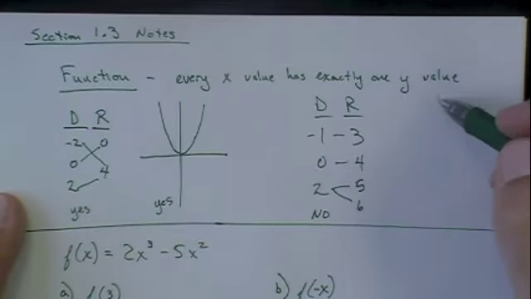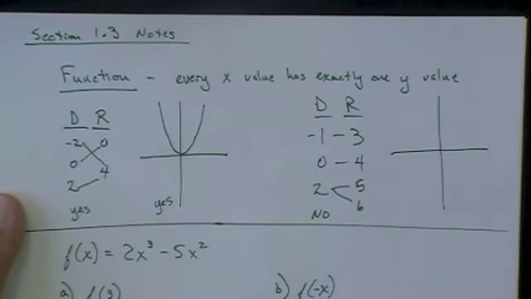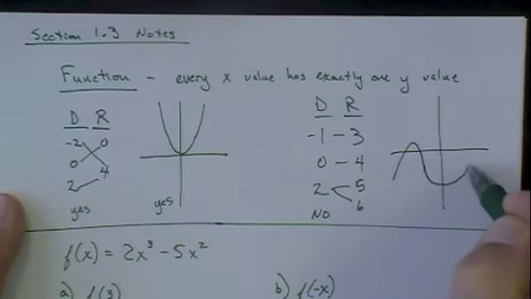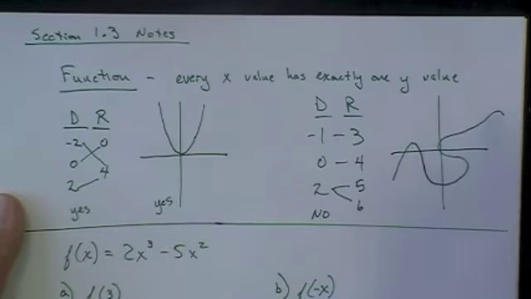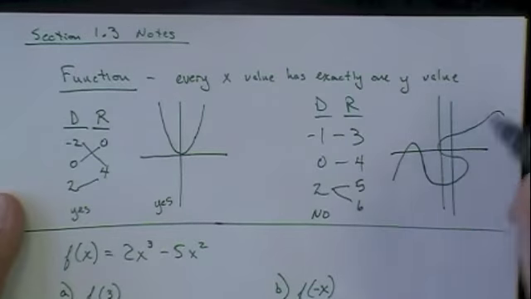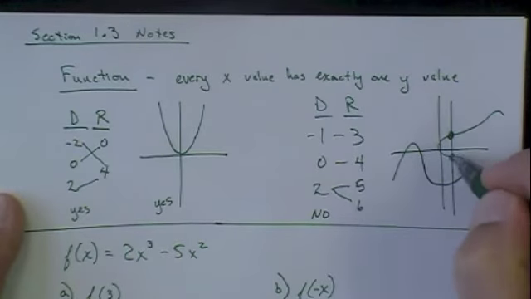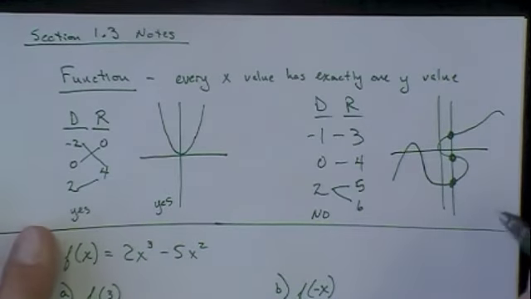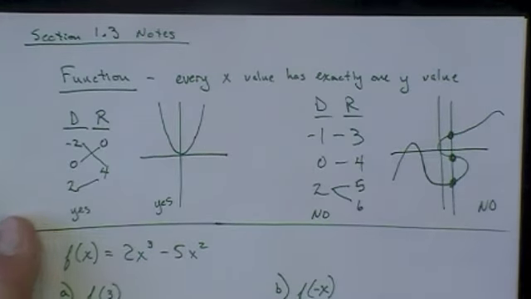If we're looking at a graph, again I mentioned the vertical line test. If we have something coming along like this, it's fine until we have something here. If I do a vertical line test along here, we see that it intersects this graph in more than one place. So again, no, this is not a function.